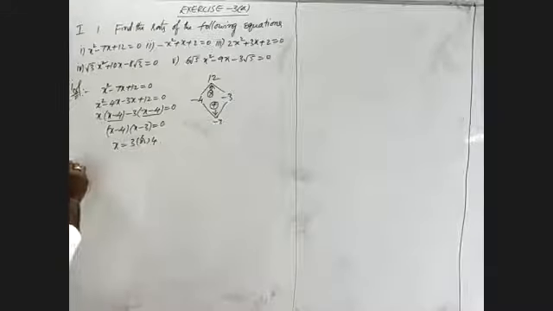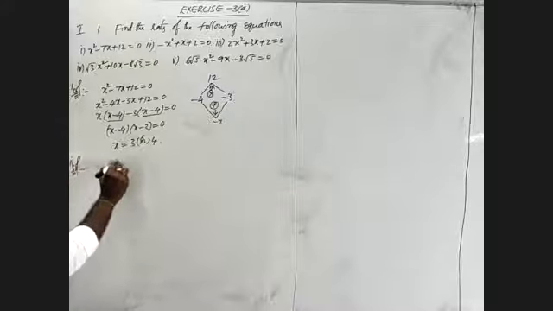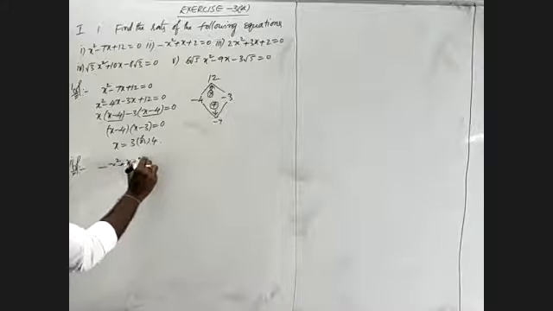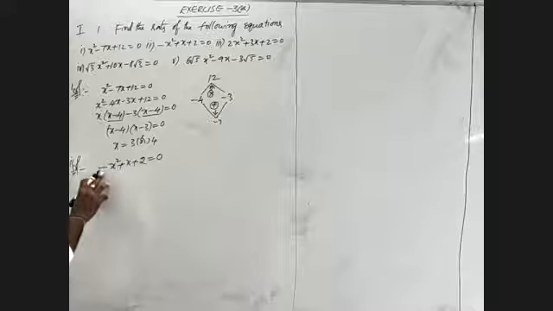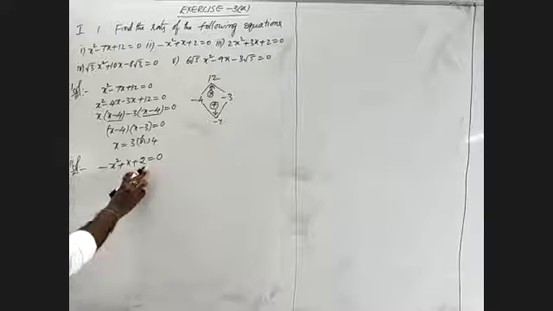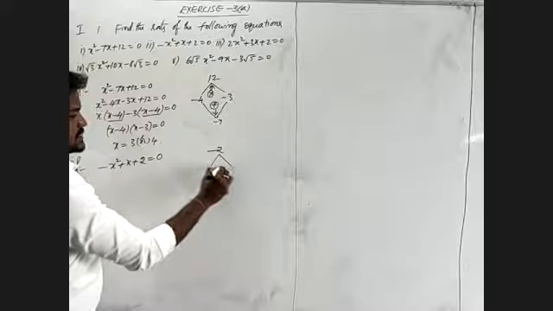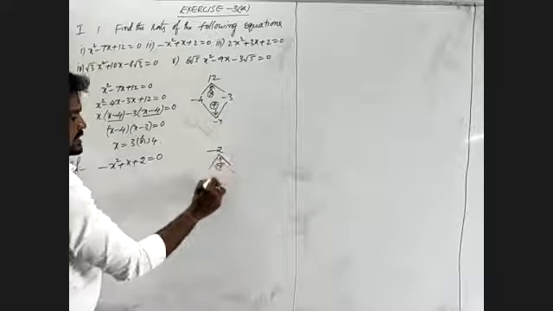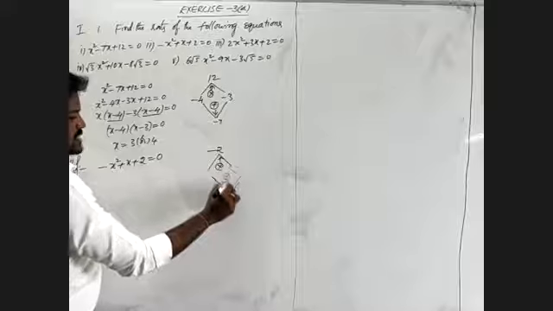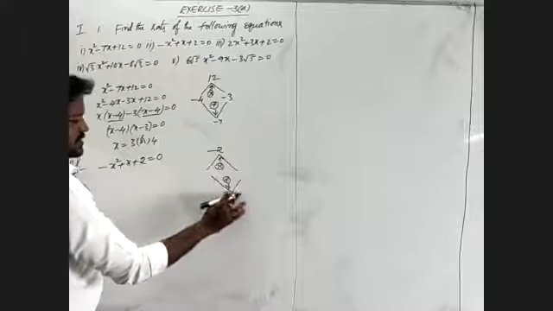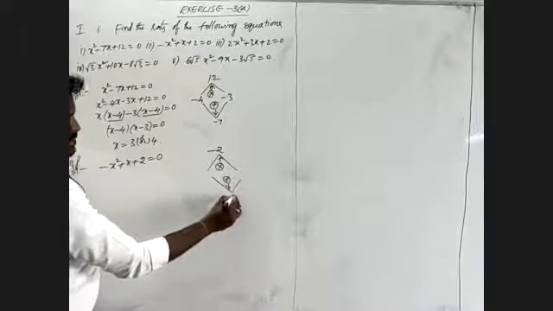Now I am going to the second one, that is minus x square plus x plus 2 is equal to 0. Here the x square coefficient is minus 1, the constant is 2. Minus 1 into 2 will become minus 2. It should first satisfy their multiplication, and then their addition will take 1.